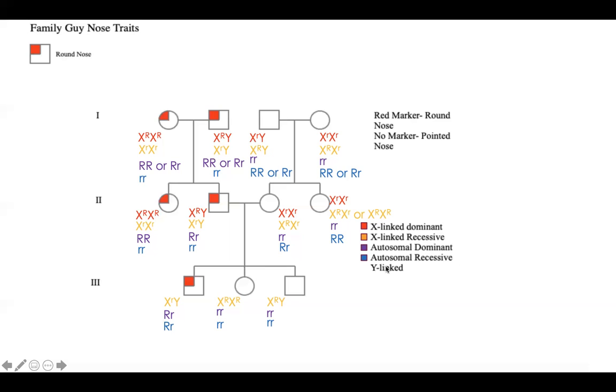And then Y-linked is not possible, because with the allele being associated with the Y chromosome, only males would have rounded noses, but here we have two females. So that is not possible.